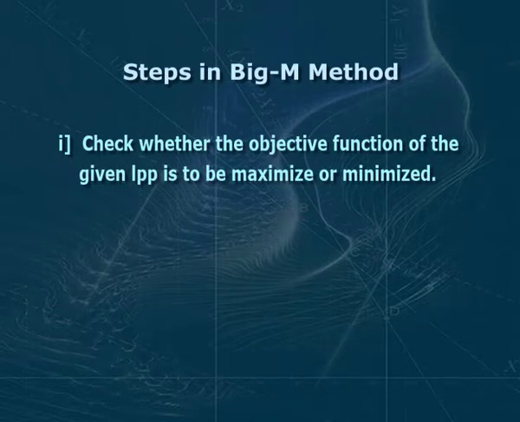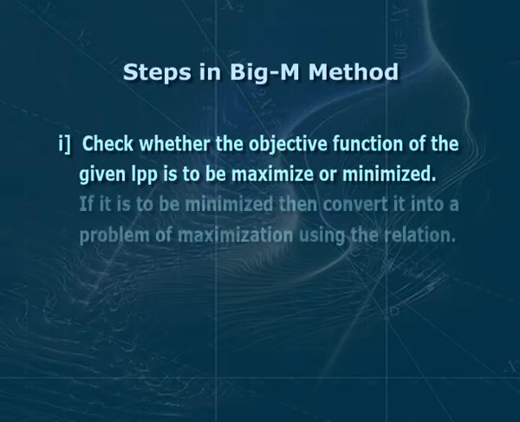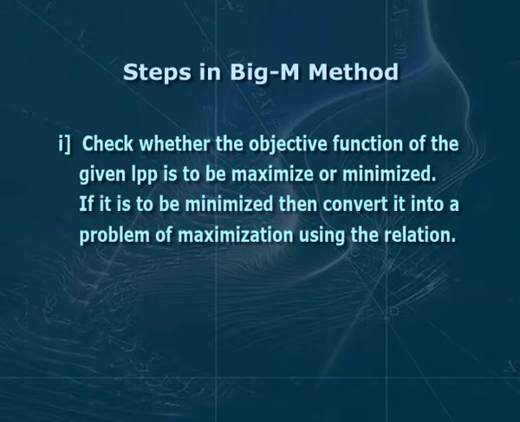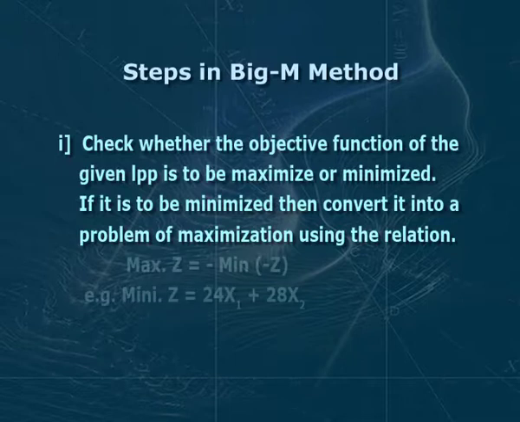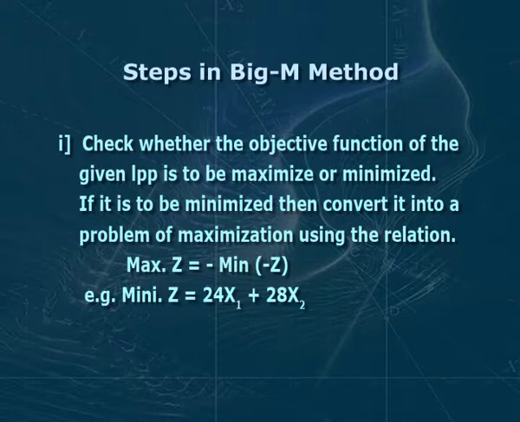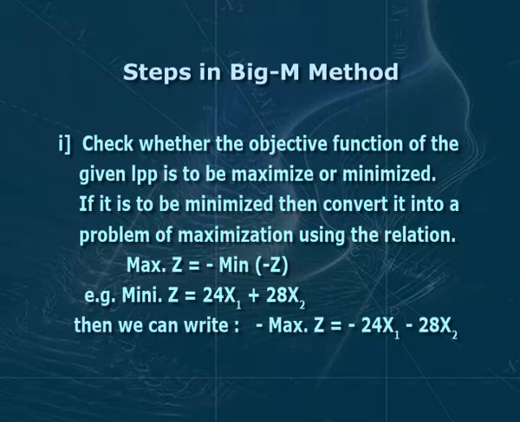Number 1. Check whether the objective function of the given LPP is to be maximized or minimized. If it is to be minimized, then convert it into a problem of maximization using the relation maximum z equals minus times minimum of minus z. As for example, minimum z equals 24x1 plus 28x2, then we can write it as minus maximum of z equals minus 24x1 minus 28x2.